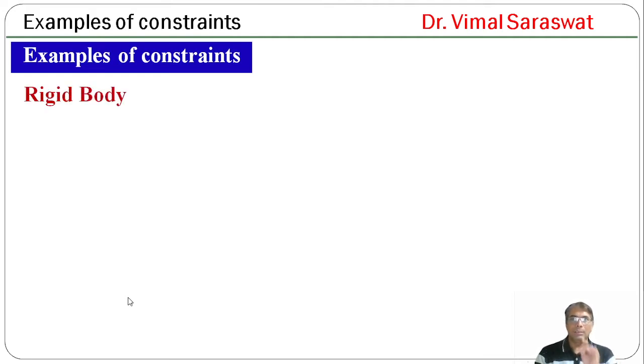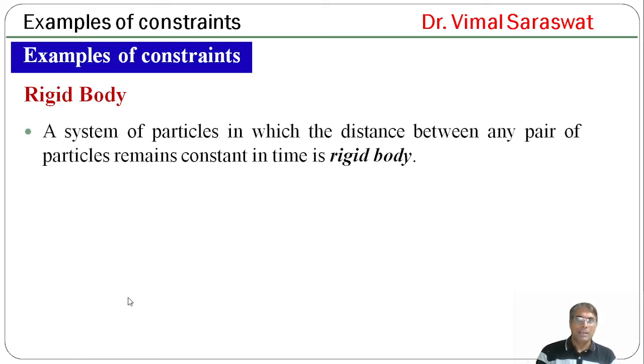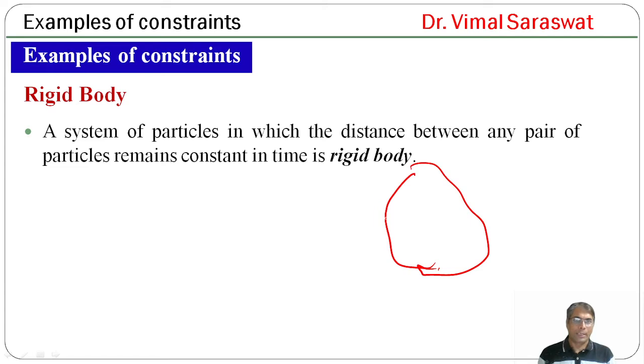Now, first example is rigid body. What is rigid body? A system of particles in which the distance between any pair of particles remains constant in time. Suppose this is a body and here we have some particles. On applying external force, the distance between these particles does not change with time. Then this body is known as rigid body.